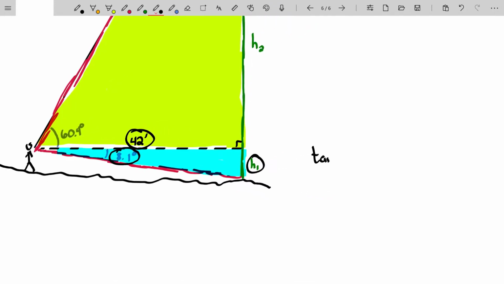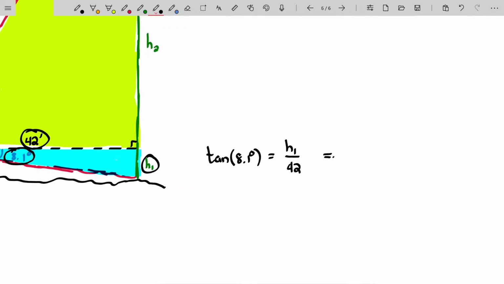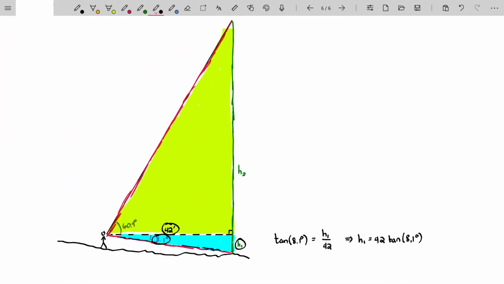So let's see. We know that the tangent of 8.1 degrees is opposite over adjacent. So that'll tell us that H1, the first height, is 42 tangent of 8.1 degrees. And then the second height, again, same idea. The trig function that relates that angle to that side to this side is, again, the tangent. So we know the tangent of 60.4 degrees is equal to H sub 2 over 42. And that implies that H sub 2 is 42 tangent of 60.4 degrees. And you would add H1 to H2. And I'll just pause and do that.